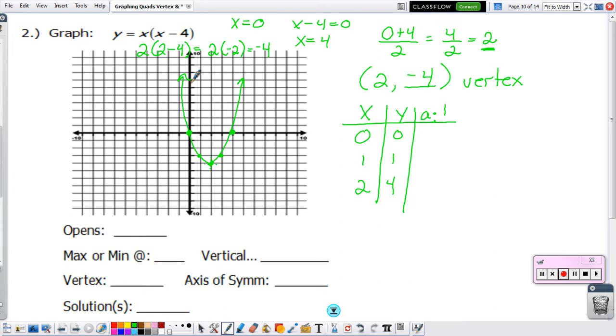So this graph opens up because my A value is positive. It is a min at -4. Remember, I'm looking for the y value. There is no vertical stretch or shrink because the A is 1. The vertex is 2, -4. Remember, that axis of symmetry is right through the vertex. It's going to be the equation x equals 2. And my solutions would be 0 and 4.